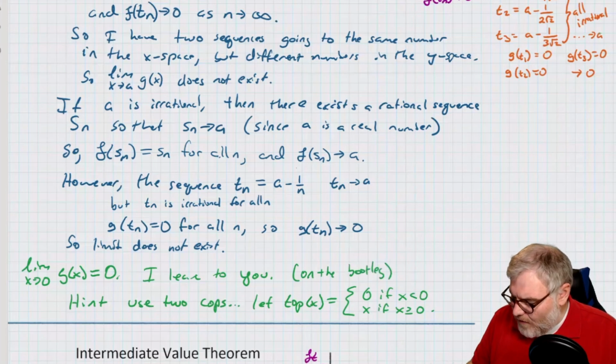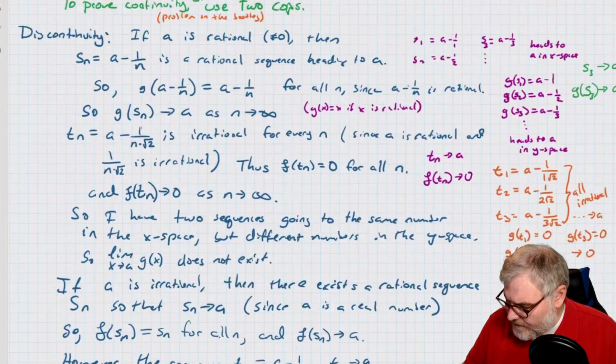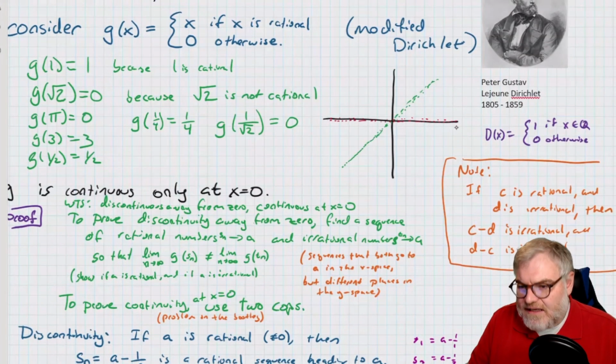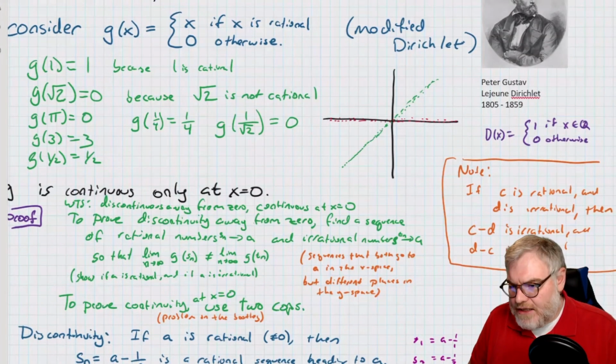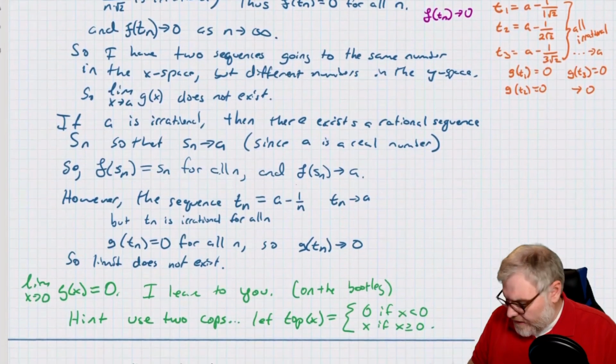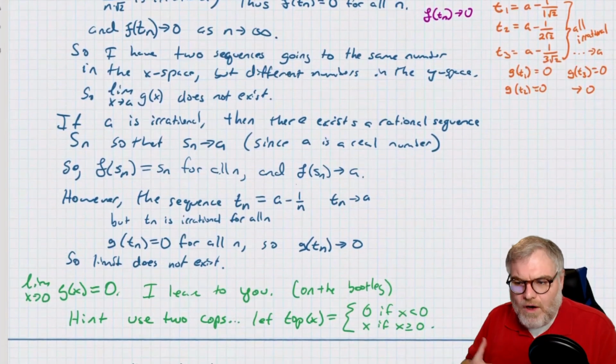But here's a hint. I want to use two cops. I want to let the top be 0 if x is less than 0, and x if x is greater than or equal to 0. And you can kind of see that here. I'm going to have something that looks like this, then something that looks like this. And you have to figure out how to write up that proof. But it's a two cops proof. It's not easy, but it's not horrible.